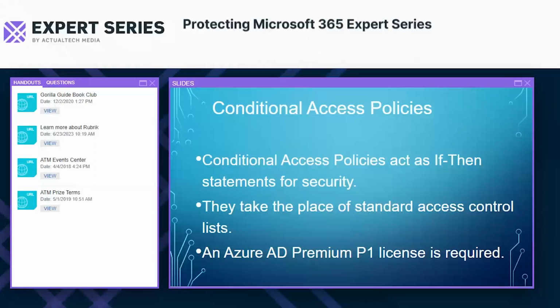So let's move on to the second item that I wanted to talk about, and that's conditional access policies. I alluded to this one just a little bit earlier. Conditional access policies are essentially if-then statements for security. They allow you to create policies to deal with various conditions that happen in your organization. And as I mentioned, you're going to need an Azure AD Premium P1 license if you want to use conditional access policies. So let's take a quick look at how conditional access policies work.